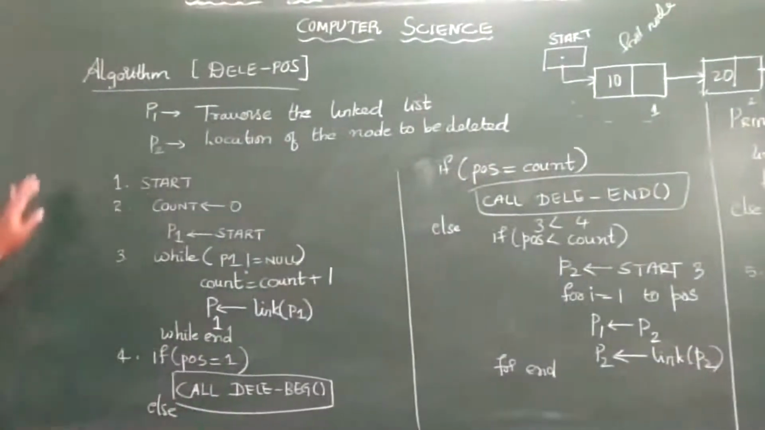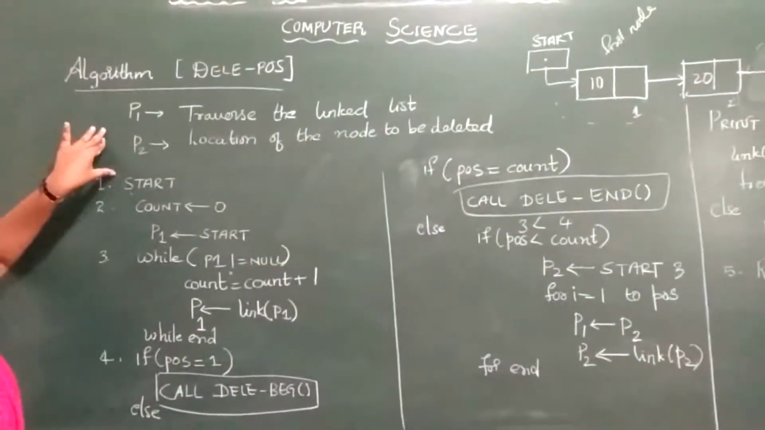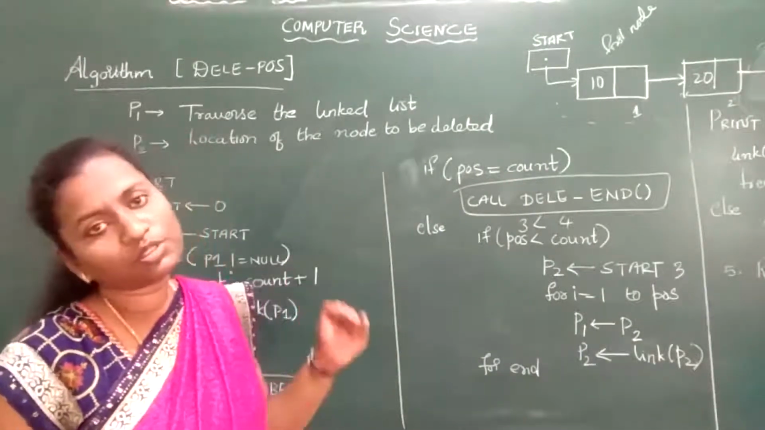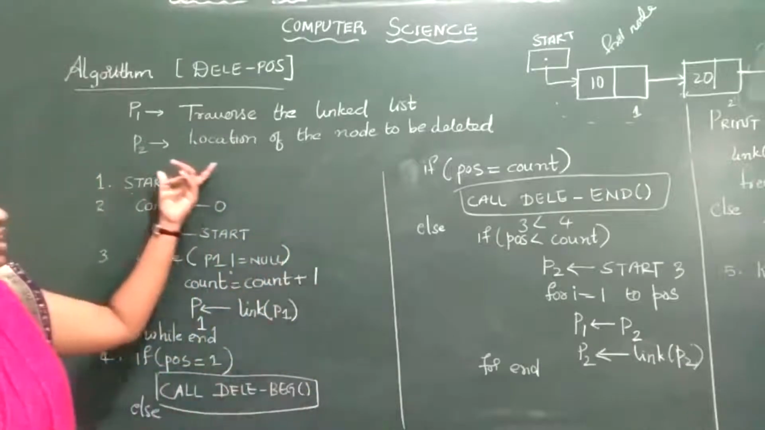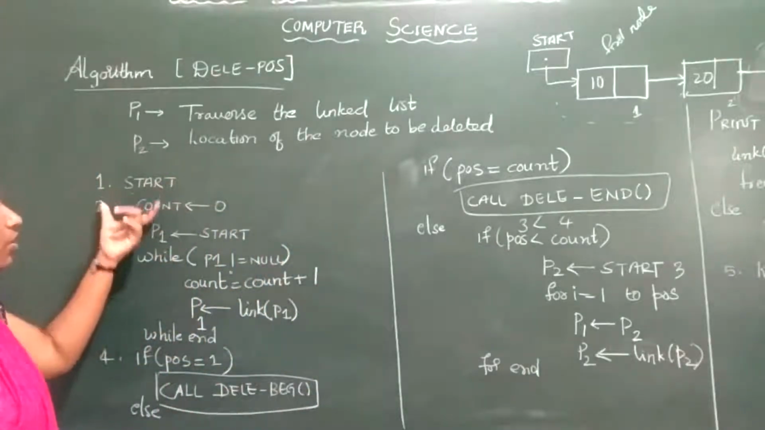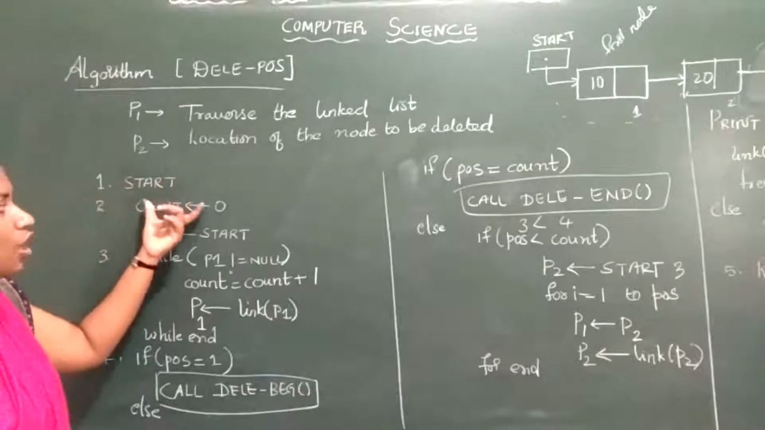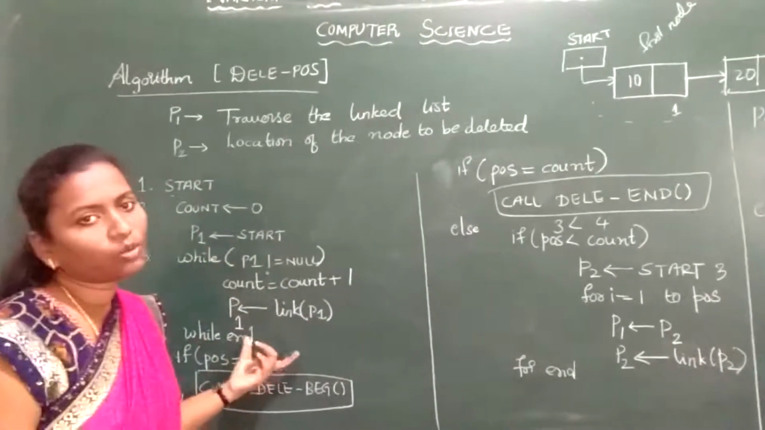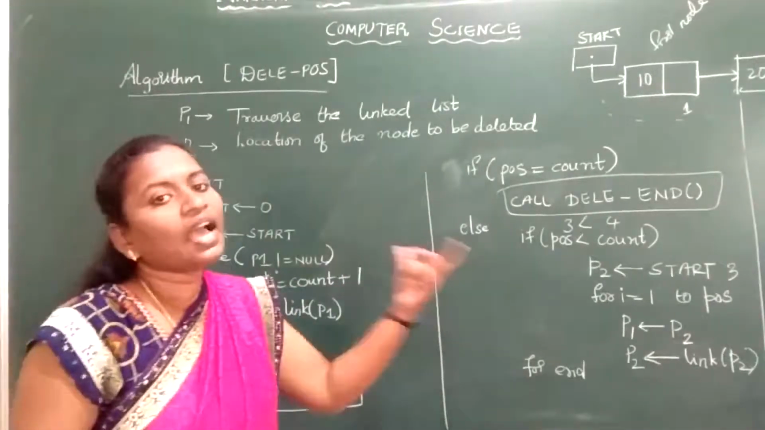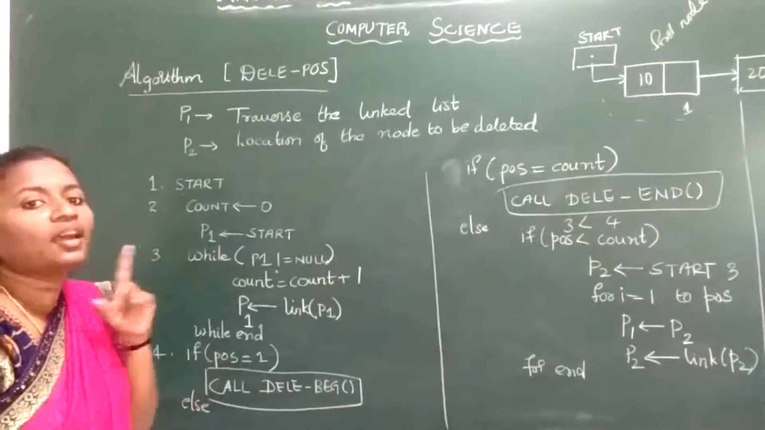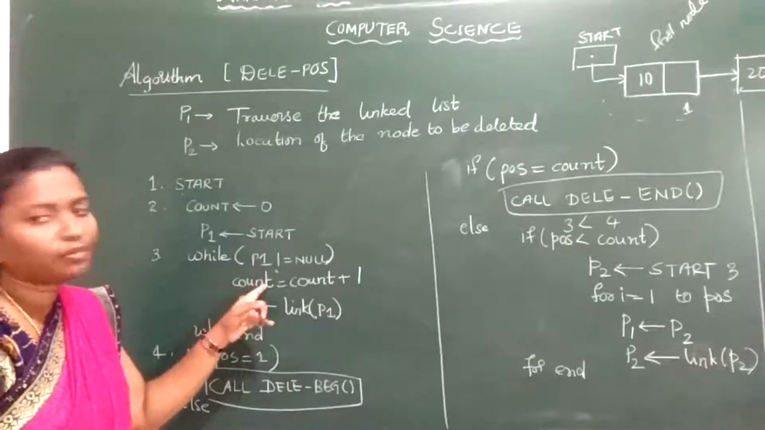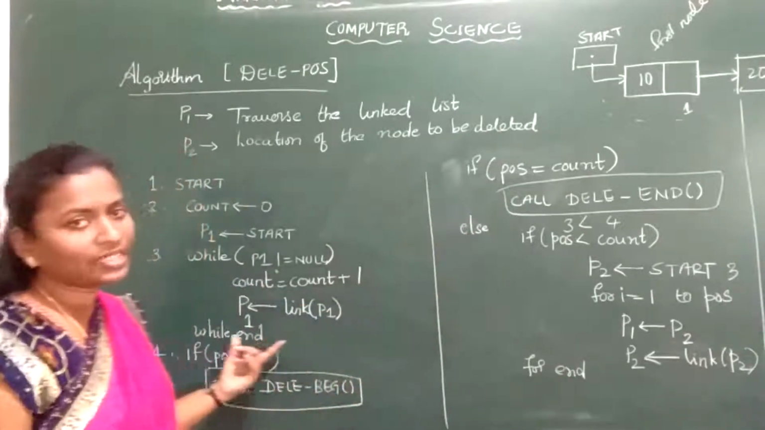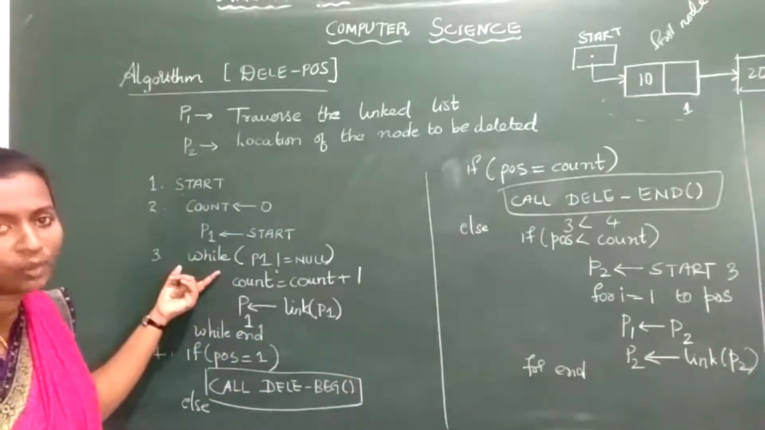Now you see P1 and P2 are nothing but 2 pointers. One pointer is used to traverse. P2 is at the exact location where the element is to be deleted. Initially I am using start. Count is equal to 0. This means to increment the count while traversing along the linked list. I am using P1 as my pointer to traverse the link, and as P1 visits each and every node, the counter gets incremented. That I have implemented by using a while loop.